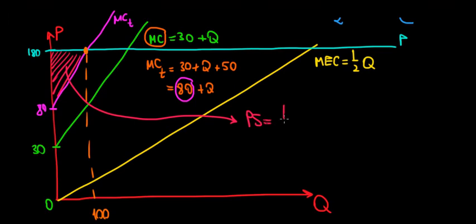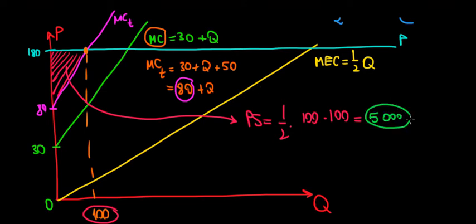Let's calculate it over here. The producer surplus is 1/2 times. This would be the height, 180 minus 80. That's 100. So times 100. And this would be the length. The length is the quantity that we are producing. So that's 100. So times another 100. 100 times 100, that's 10k, divided by 2, that's 5,000. So the producer surplus would be worth 5,000 euros.